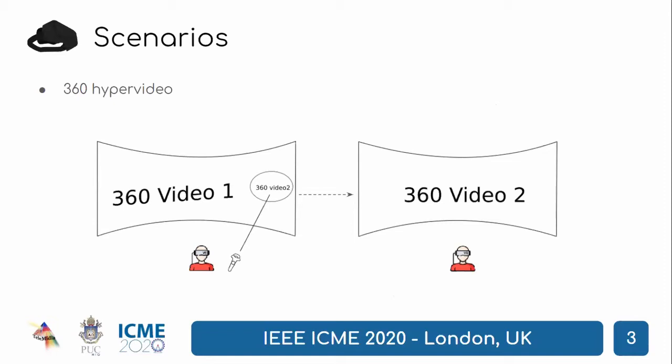And besides that, it should be possible to add overlaid information to the 360 videos. An example of this scenario is a virtual tour in a museum where the viewer may navigate through different rooms. Each room could have additional information about the presented piece of art.